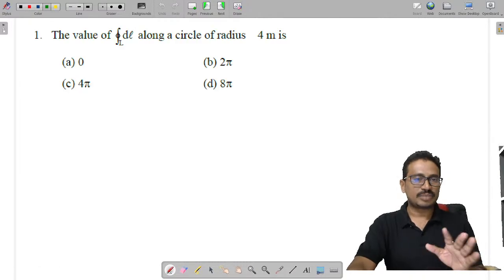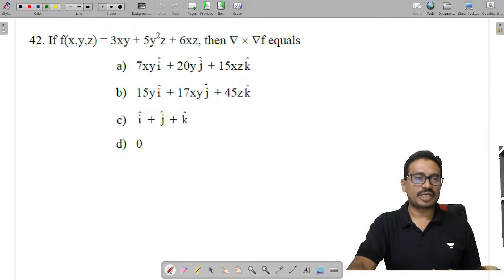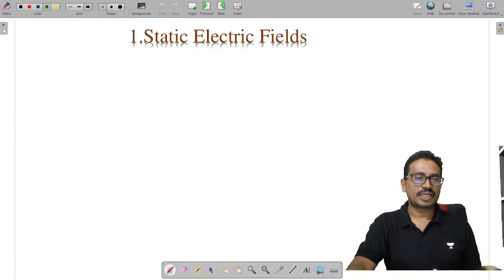Next class we'll see some problems. Thereafter, we'll start the static field.